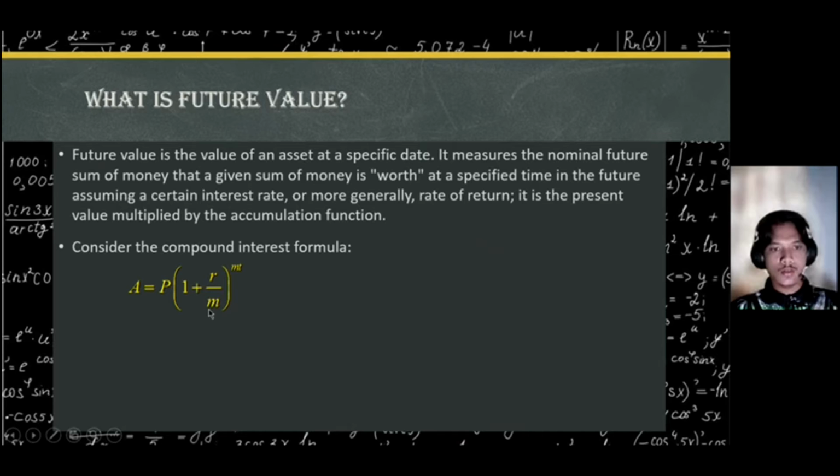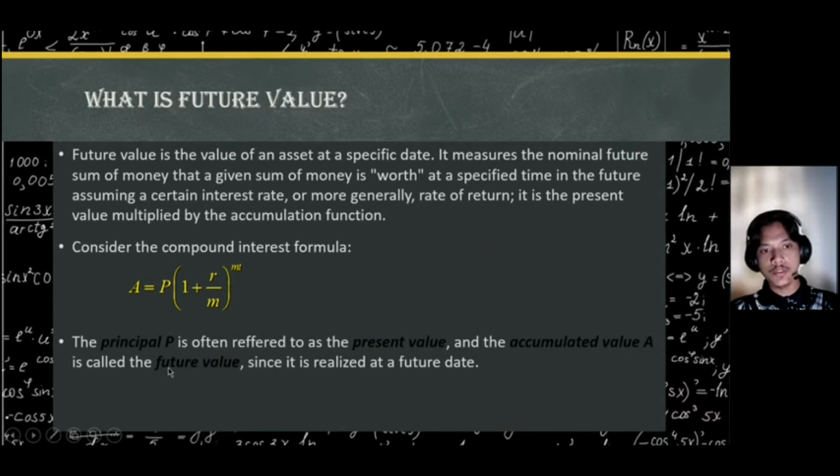A equals P, open bracket 1 plus R per M, close bracket, to the power of M multiplied by T. So A is the accumulated amount, P is the principal, R is the interest rate, M is the compounding number of times in a year, and T is the time in years.